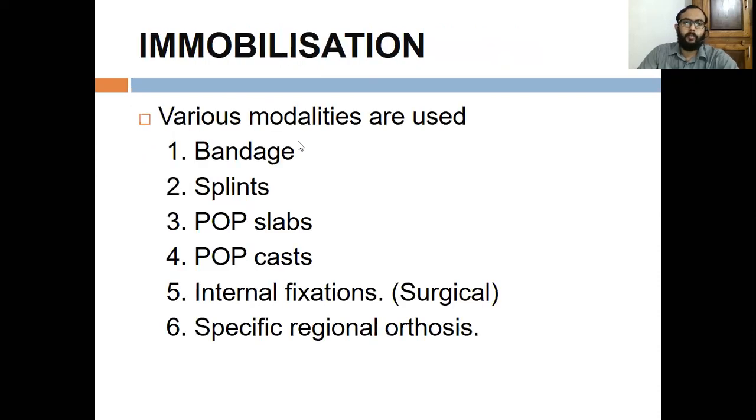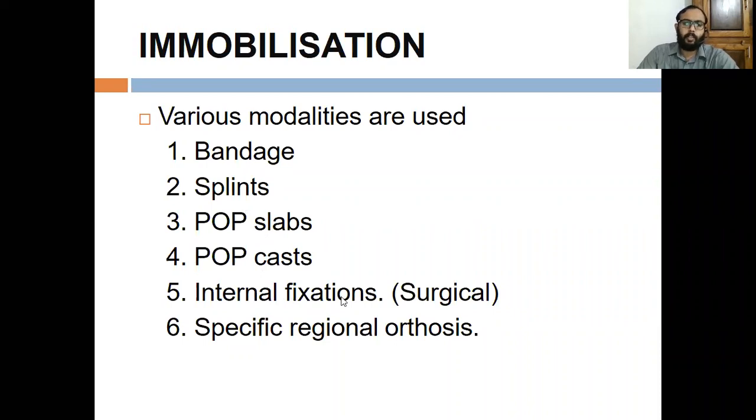Coming to immobilization, various modalities are used. It includes bandage and splints. We can use bamboo splints, malleable aluminum splints, metallic splints, or wooden splints also. I am actually using aluminum splints which are malleable, so we can change the shape according to the affected joint. Then POP slabs, that means half cast bandage, and complete POP cast.